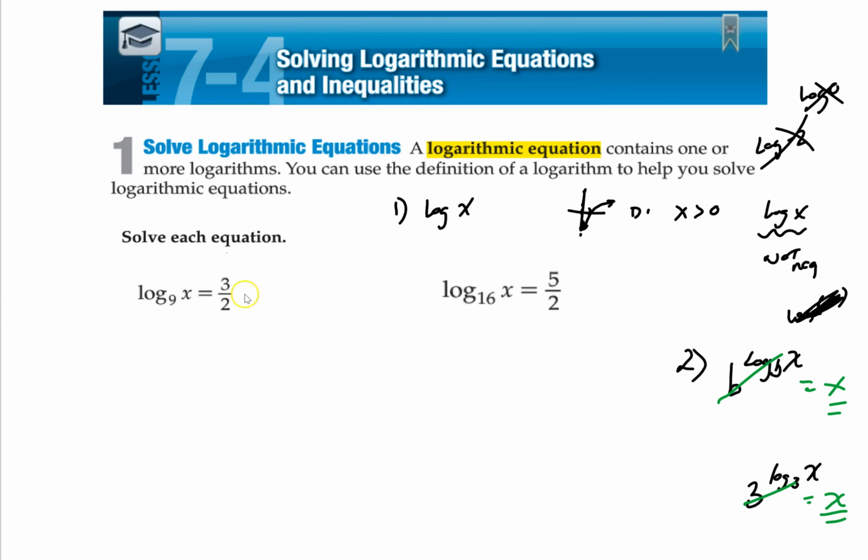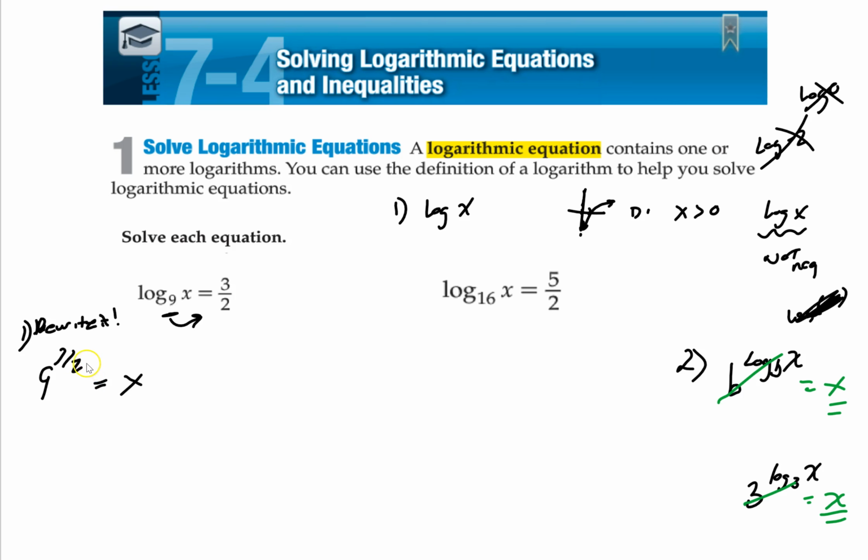Now, there's actually 2 ways to solve these type of equations, and let's do the first way first, which is just rewrite it. Rewrite it. Find your base. So it's 9, right? Base to the power, so 9 to the 3/2 equals x.